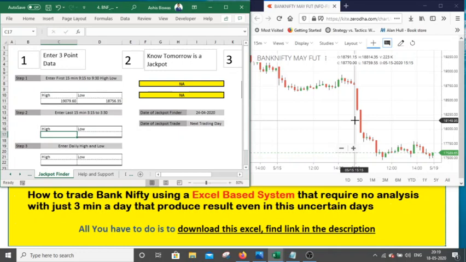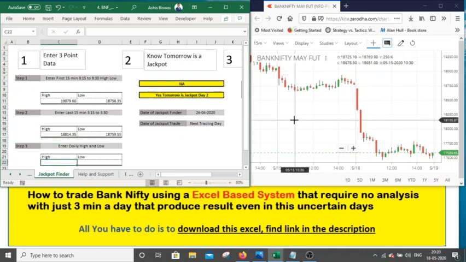After the market close of last Friday, you can put this data and check whether there is a good opportunity the next day or not. You have to do it on a daily basis. It will take 2-3 minutes. The last candle high is 18814.35, and the low was 18759.55. That's it. It is already showing yes, tomorrow is jackpot, but remember we have to enter all the data before we conclude.